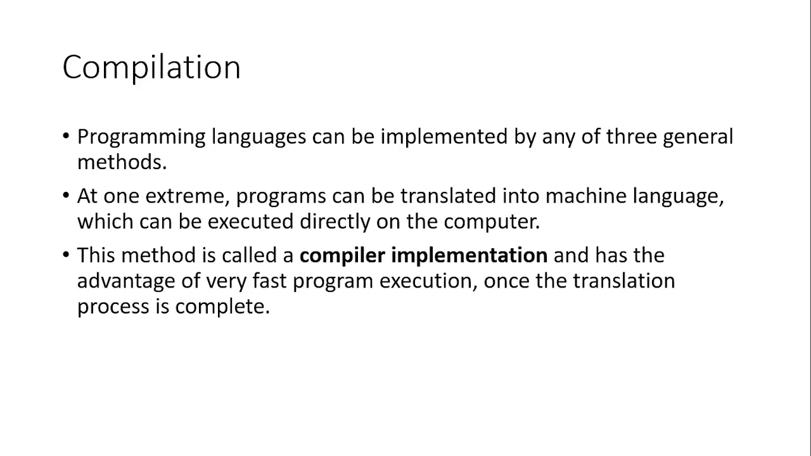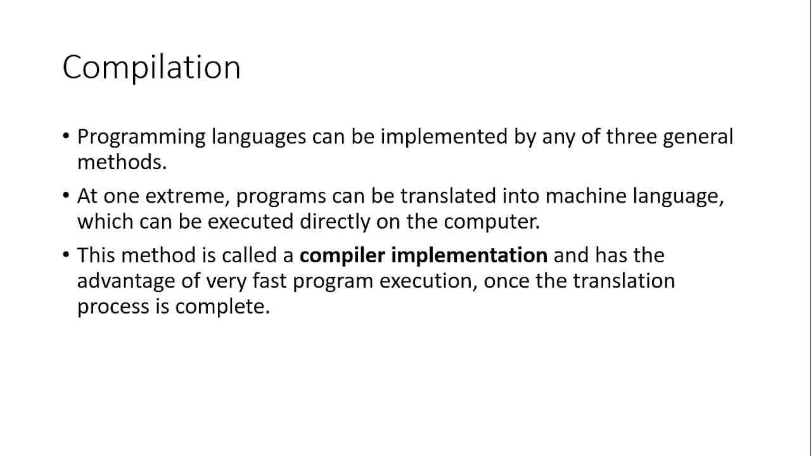Programming languages can be implemented by any of three general methods. At one extreme, programs can be translated into machine language, which can be executed directly on the computer. That is one extreme. So the first method says programs can be translated into machine language, and this can be executed directly on the computer. This method is called a compiler implementation, and it has the advantage of very fast program execution once the translation process is complete.